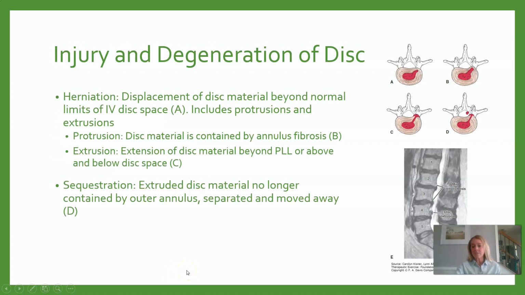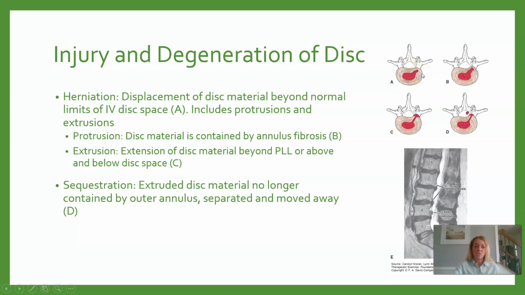So we've talked a little bit about disc degeneration in modalities when we talked about traction. And so we talked a little bit about what discs are made of, how they work, and what can happen. So your book classifies herniation as any displacement of the disc material beyond the normal limits of the intervertebral disc space. So that is shown in figure A here. So you can see the disc is herniating here. This would probably not cause a whole lot of symptoms because it's not really pressing out on the annulus.